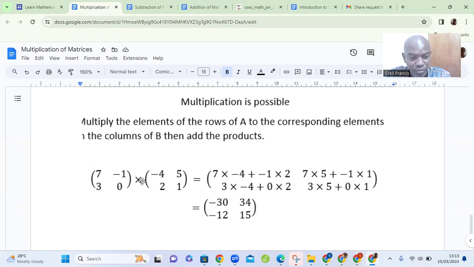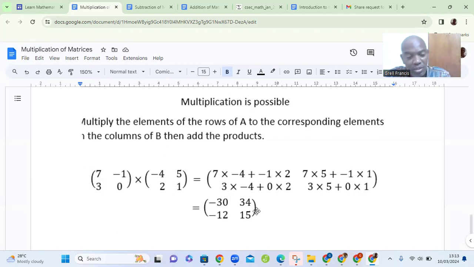So in the first row, first column, first row, second column, that will give us the first row in the product. And the second row now, 3 and 0, we have to repeat that with 3 and 0 to -1, 2, 3 and 0 to 5 and 1. Okay, so 3 times -4 plus 0 times 2. 3 times 5 plus 0 times 1. And here we have the final product of A by B.